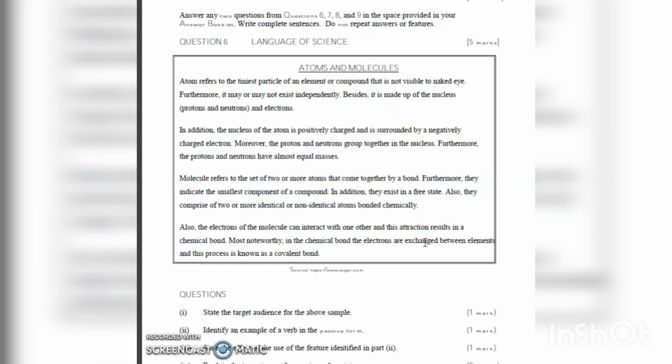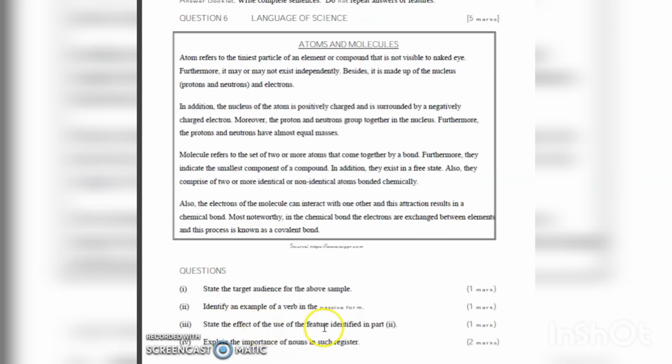So if you are identifying from the sample, please open inverted commas for 'is made up of', then close inverted commas. Okay, so all these have to be in inverted commas because they are quoted from our sample. Moving on, number 3. State the effect of the use of the feature identified in part 2. So when you have passive form in any sentence, it automatically becomes formal. So the tone of the sample becomes formal. So the effect is it makes the tone formal.